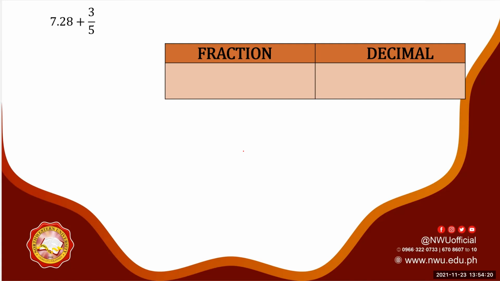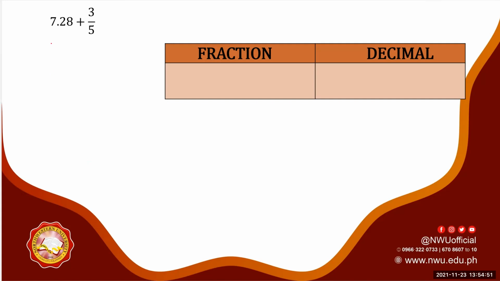What I'm trying to say is, if you are going to add a decimal number and a fraction number, pwede mo silang i-change into dalawang fraction para makapag-add ka or pwede mo silang i-change into dalawang decimal para makapag-add ka. Now, on your activity of Bing, I will tell you the instruction later regarding that for you to know kung ano ang inyong gagawin on your activity after this discussion.